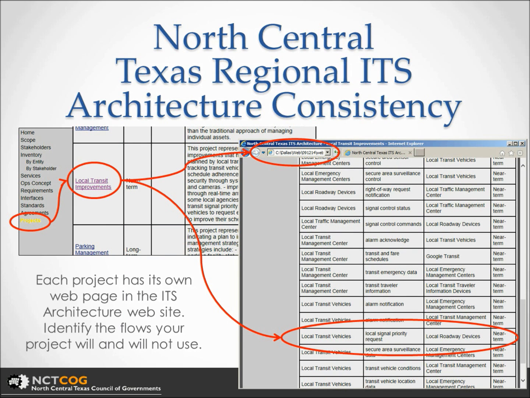Once again, going to the Local Transit Improvements project page, we can take the web address and use that as the address for the information flow descriptions, and we can also look at the complete list of information flows that are provided for that Local Transit Improvements project. It should be noted that an individual project by one stakeholder may not use all of these information flows. It is important to know which you will use and which you will not.